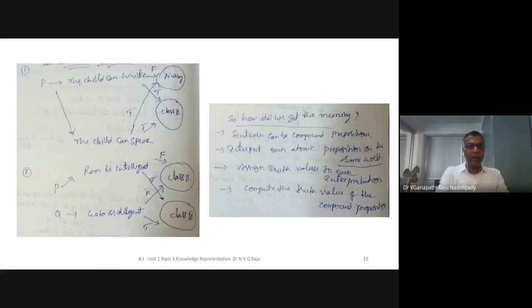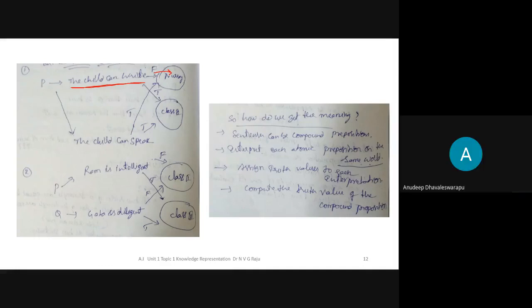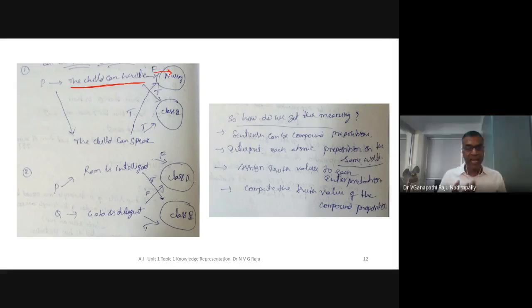Now, the child can write. I have a sentence: the child can write. Could you please answer me? If the child is in the nursery, will she write or will he write? Please respond carefully. What is my question? The child can write. If the child is in the nursery, how can it be inadequate?